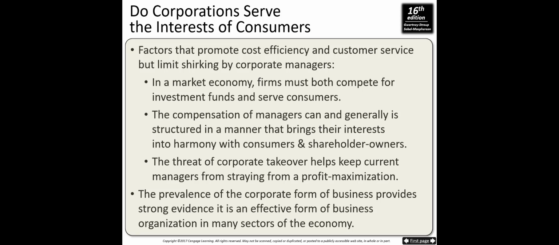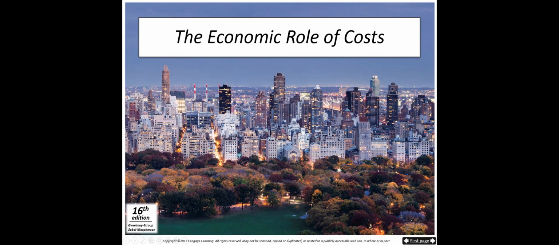And also, that's not the only end of the story. If managers didn't do well, there is the threat of corporate takeover. It's actually this threat of corporate takeover that helps keep current managers from straying from profit maximization. So the prevalence of the corporate form of business provides strong evidence it's an effective form of business organization in many sectors of the economy.